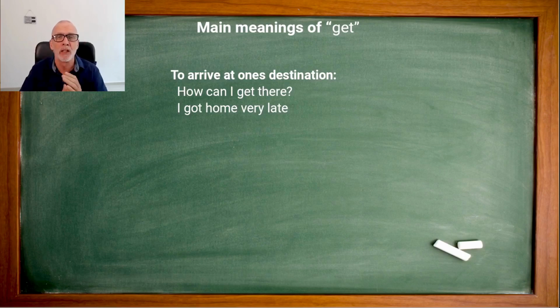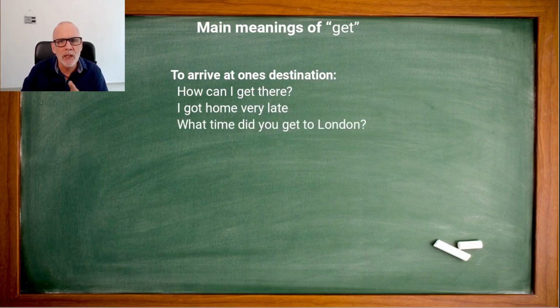How do you get to work? I get to work by car. I get to work on the bus. I get to work by train. I get to work by bicycle. It's a slightly different meaning. Maybe I'll put some text up there in the video when I edit this video. What time did you get to London? What time did you arrive in London?